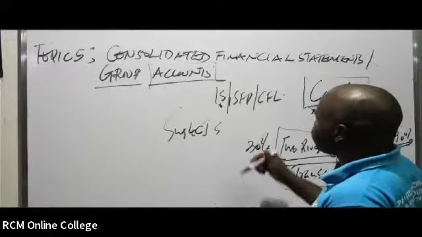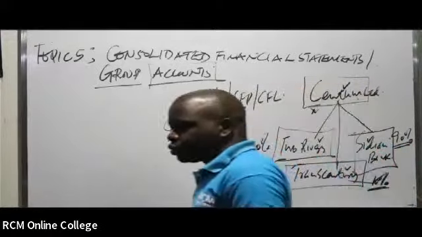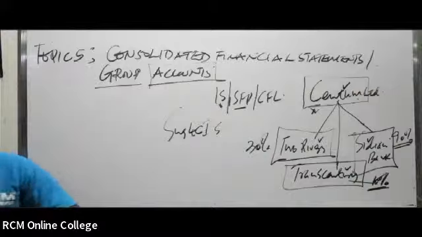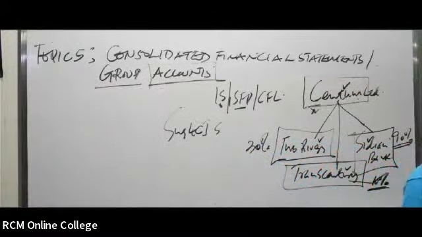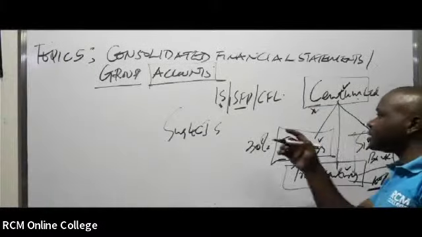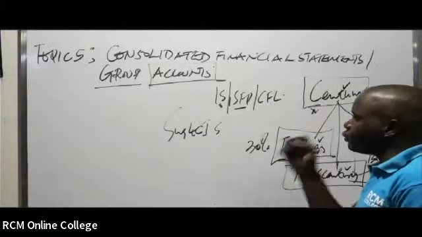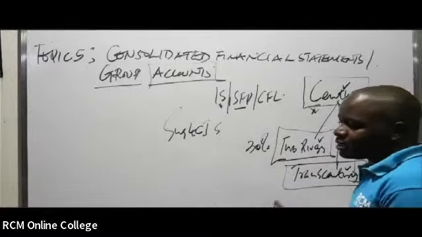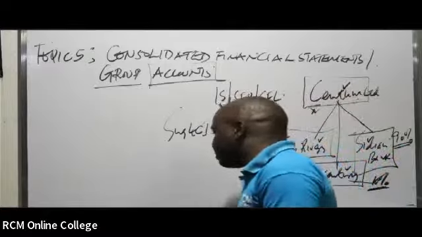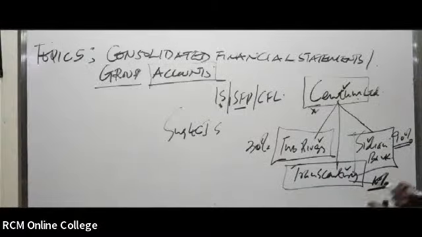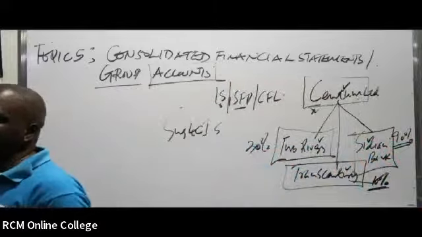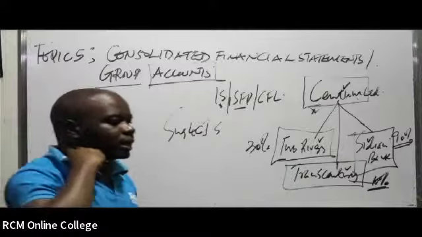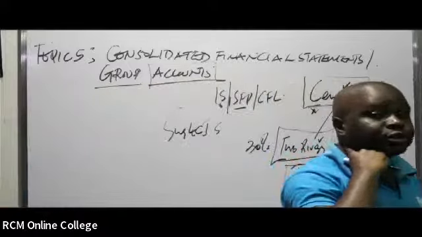Same case with the statement of financial position. Every company here has its own statement of financial position. But now we have to come up with a single statement of financial position, which we call consolidated. So that aspect of combining all the income statements and statements of financial position of members of a group, we call consolidation. And that's what you're going to learn in this area we call group accounts or consolidated financial statements.